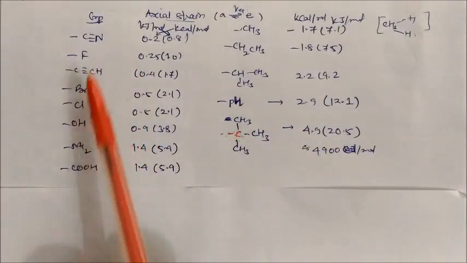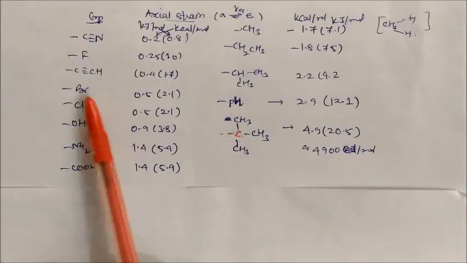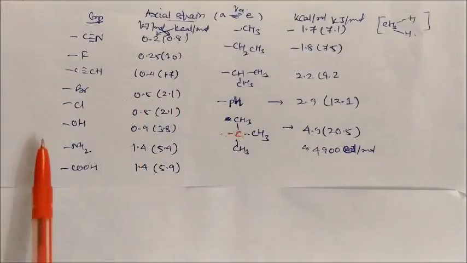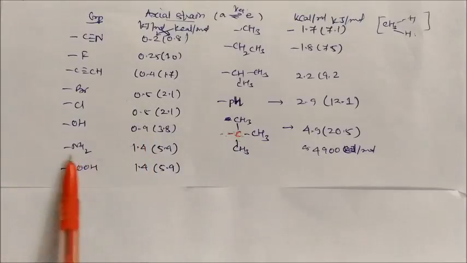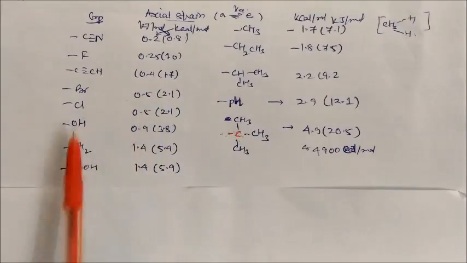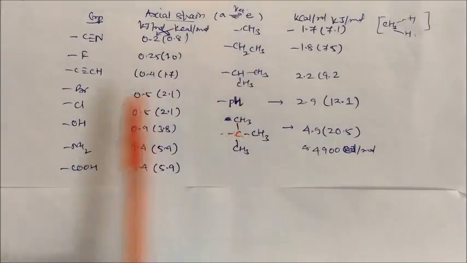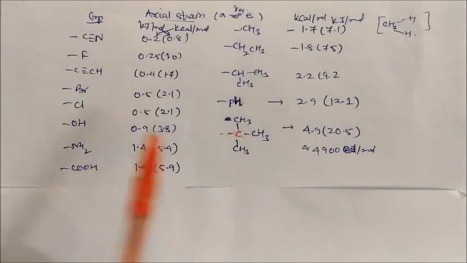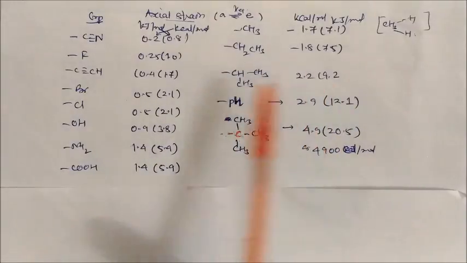Similarly, different values are given for fluorine this much; for bromine and chlorine you can see their interaction is almost equal. For OH a little more, for NH2 1.4 and for carboxyl 1.4. So why is this value counted? This value will be used while calculating the diaxial interaction in the formula. Already we have given 2-3 examples before. Let us see one more example.